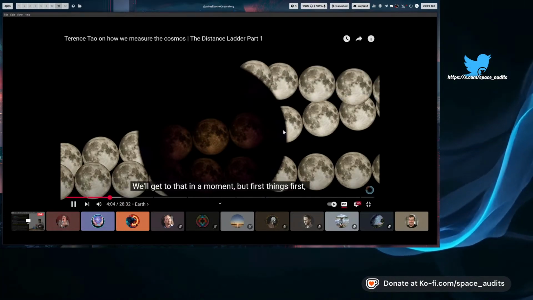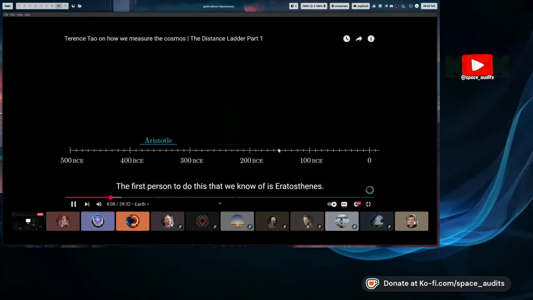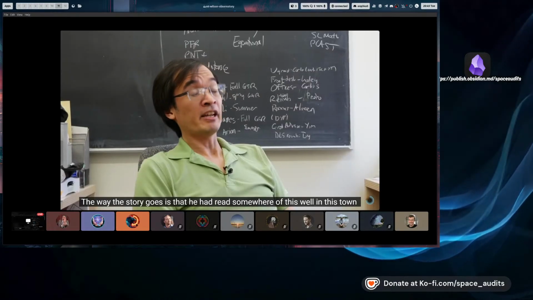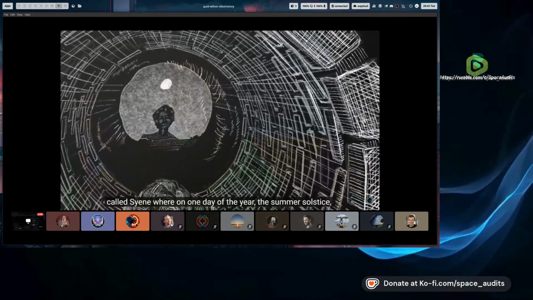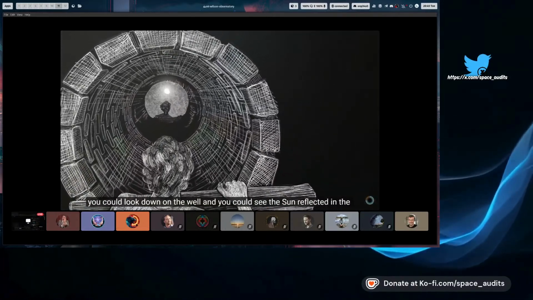We'll get to that in a moment, but first things first, how do we figure out how big the Earth is? The first person to do this that we know of is Eratosthenes. The way the story goes is that he had read somewhere of this well in this town called Syene, where on one day of the year, the summer solstice, you could look down in the well and you could see the sun reflected in the water underneath.